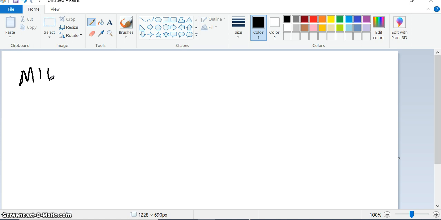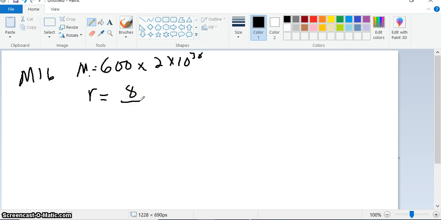M16. They give us that it's 600 times the mass of the sun, which is 600 times 2 times 10 to the 30th kilograms, and so that's the mass. And the radius is 8 parsecs. That's the diameter, so we have to divide by 2, and then do the conversion by multiplying by 3.1 times 10 to the 16th to convert it into meters.